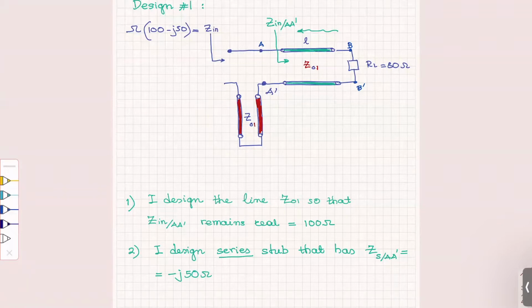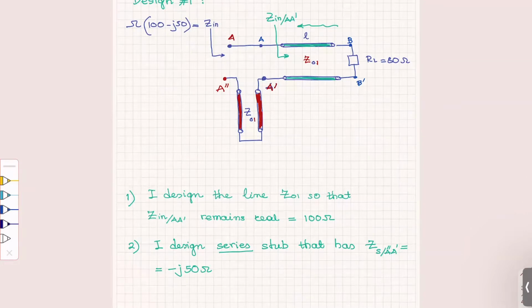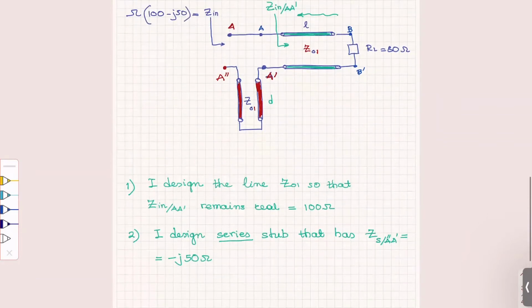This is an A prime. Let me call that A double prime, because it's different than A. This is A. All right, so A double prime here. The stub has to be designed. We have to find D so that it gives minus j50. All right, from the first one.